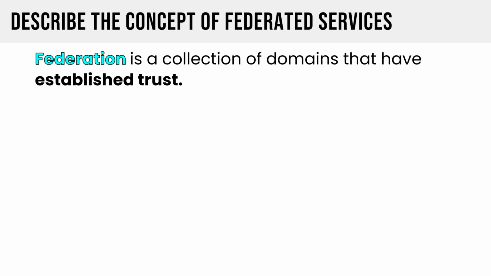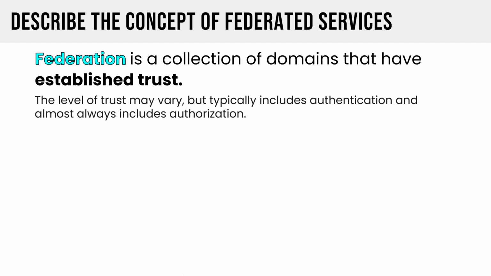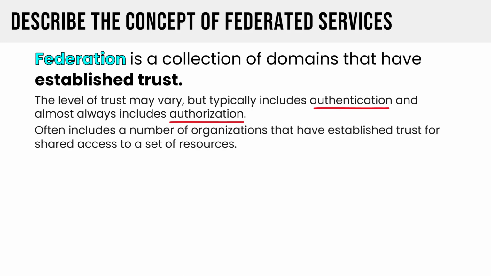So federation is a collection of domains that have an established trust. And that level of trust might vary, but typically it includes authentication and almost always includes authorization as well. So again, proving identity and granting access. Often includes a number of organizations that have established trust for shared access to a set of resources.